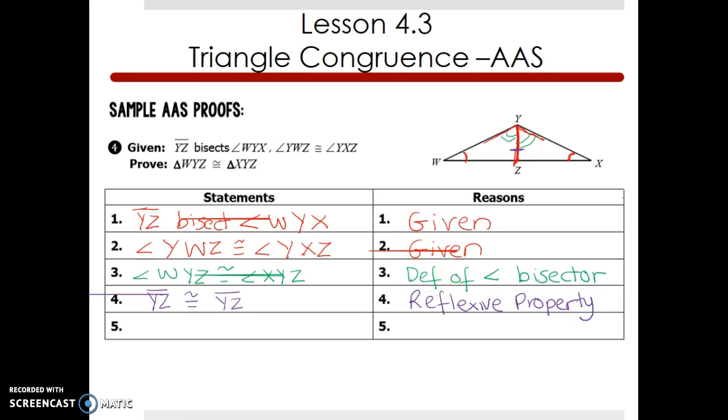So now you have two angles and the side is after the angles. It is not in between the two angles. So we know that triangle WYZ is congruent to triangle XYZ because of angle, angle, side.